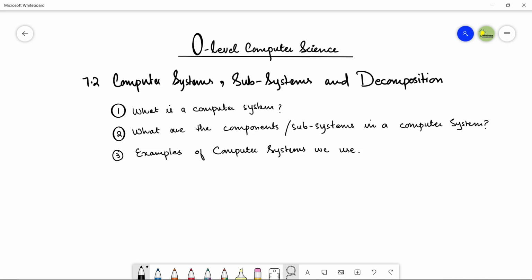Topic number 2 of chapter number 7. The topic is computer systems, subsystems and decomposition. Particularly, I'm going to talk about what a computer system is, what the components and subsystems in a computer system are, and what the examples of a computer system that we use in our daily life are. So let's go into the video.